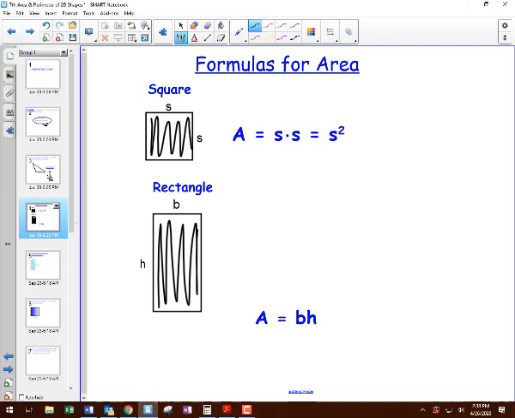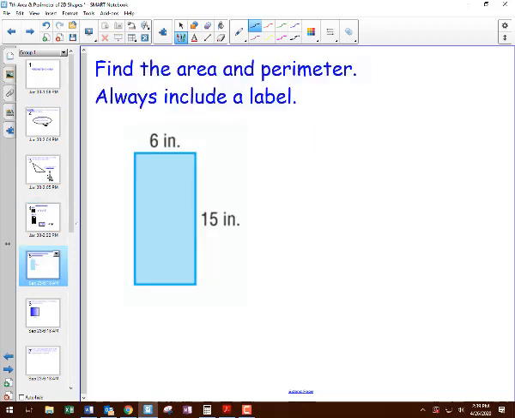Okay, the most universal formula you will see is base times height. Area is base times height. A lot of times you'll go length times width. You'll hear that. It's the same thing. For this video, and most commonly in my class, you will hear base times height. Don't get confused with those terms as we go here. Find the area and perimeter.